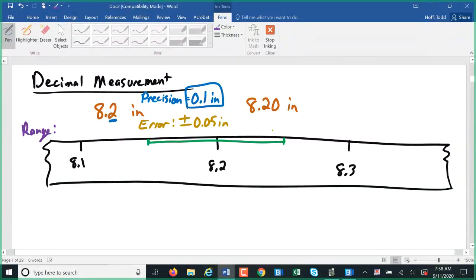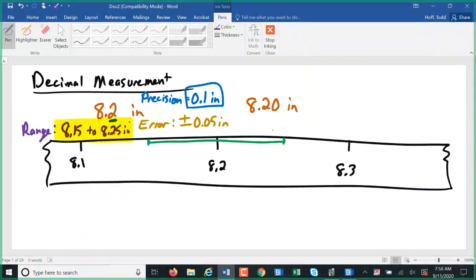8.2 minus 0.05 is 8.15. 8.2 plus the 0.05 is 8.25. So that is the range being implied by that measurement when we report it as 8.2 inches. Well, the 8.20 is telling us something a little bit different.